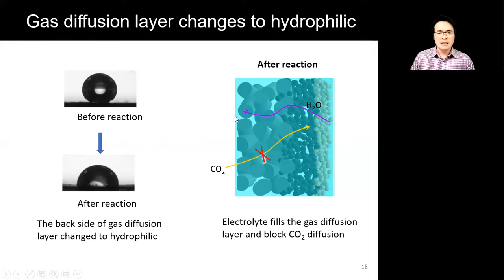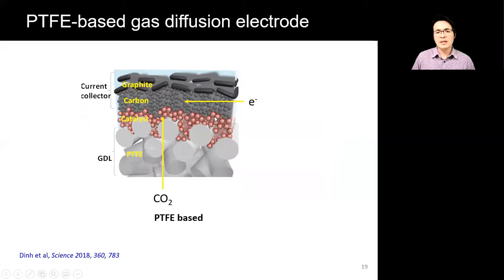So what we did was we reconfigure the gas diffusion electrode. Instead of using the carbon-based gas diffusion electrode, we use a polymer-based gas diffusion electrode. We use PTFE, a very stable polymer under basic conditions, and we use the PTFE membrane to deposit a thin layer of the catalyst on. Now the PTFE layer is porous. It can transfer the CO2 through that layer, but it cannot transfer the electrons like the carbon-based gas diffusion electrode.